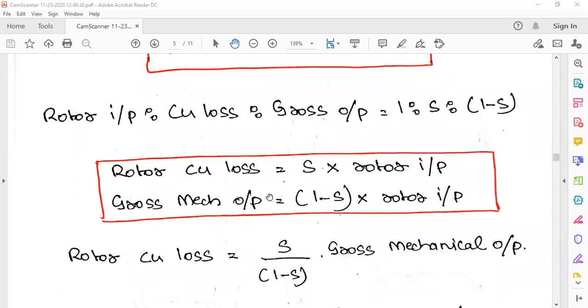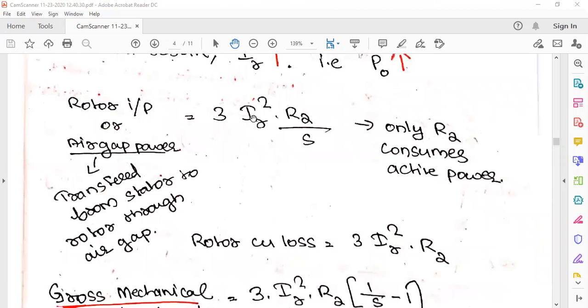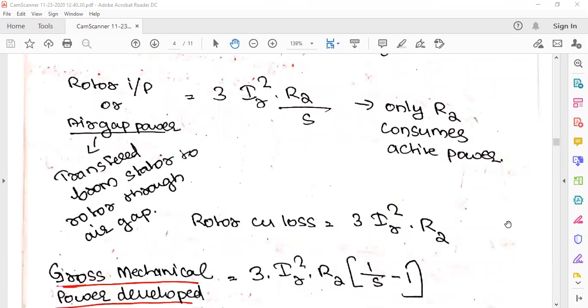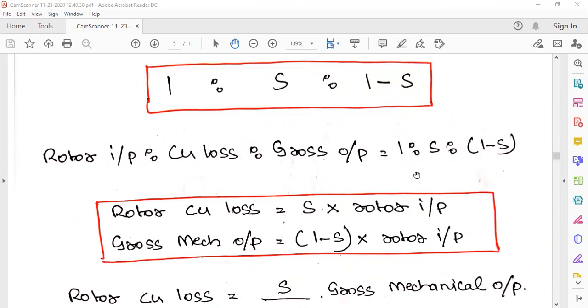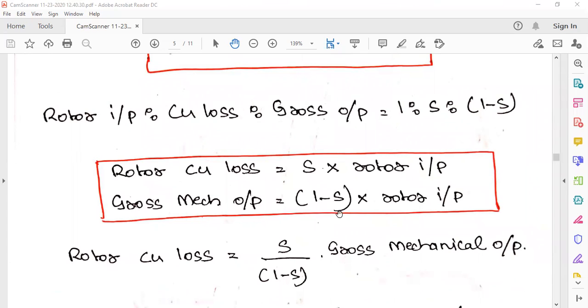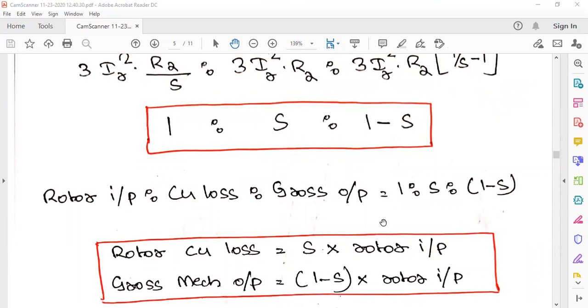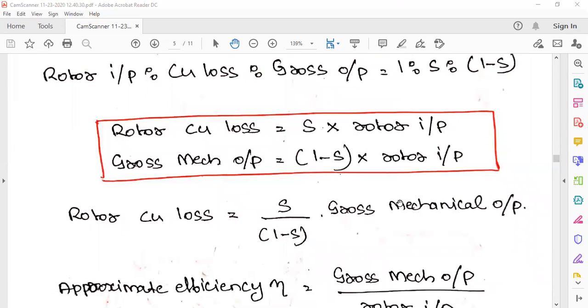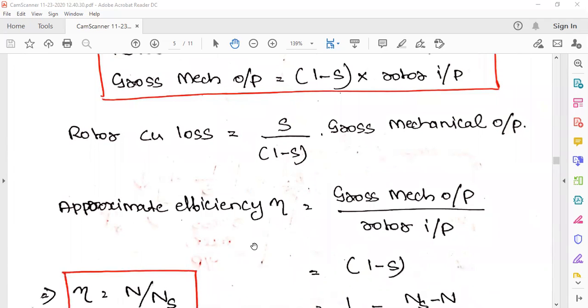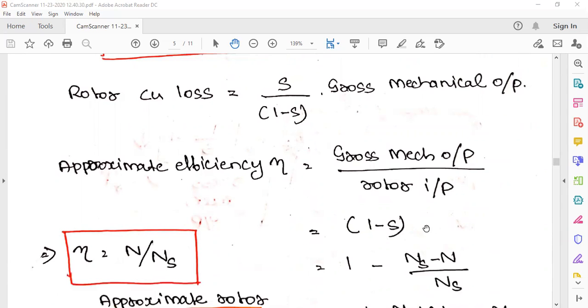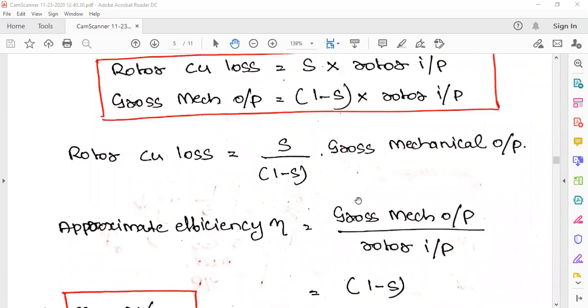So we saw that the rotor copper loss is equal to S into rotor input, right? That's why we conclude that rotor copper loss is equal to S times rotor input, as well as gross mechanical output is equal to (1 − S) times rotor input. So rotor copper loss is equal to S by (1 − S) into gross mechanical output. The approximate efficiency is given by gross mechanical output by rotor input, which is 1 − S.